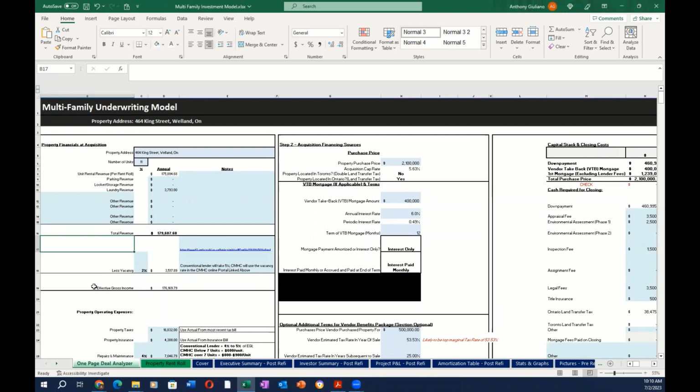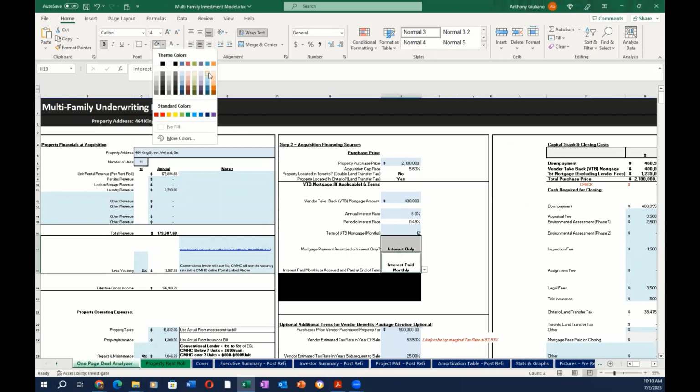So ultimately, any blue cells in here are input cells, or cells where you can enter notes. Those are basically areas where you'll want to input data or information pertaining to the property. Any white cells will be calculation cells, which ultimately will mean that you won't need to enter in any information in those cells. Those are more so cells that will just automatically be calculated.